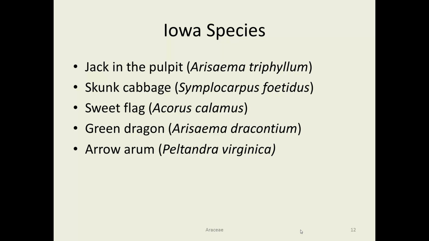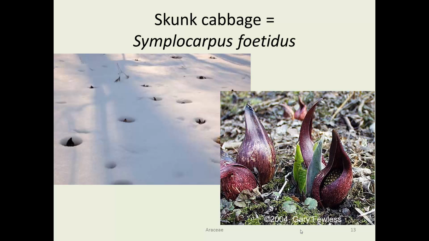There are some species in Iowa: jack-in-the-pulpit, skunk cabbage, sweet flag, green dragon. Araceae are native in Iowa. Here is skunk cabbage, Symplocarpus, and you can see the little holes in the snow with little tips sticking out. Those are the skunk cabbage fruiting bodies, the spathes that have actually burned their way through the snow. And then you can see them completely exposed on the lower right.